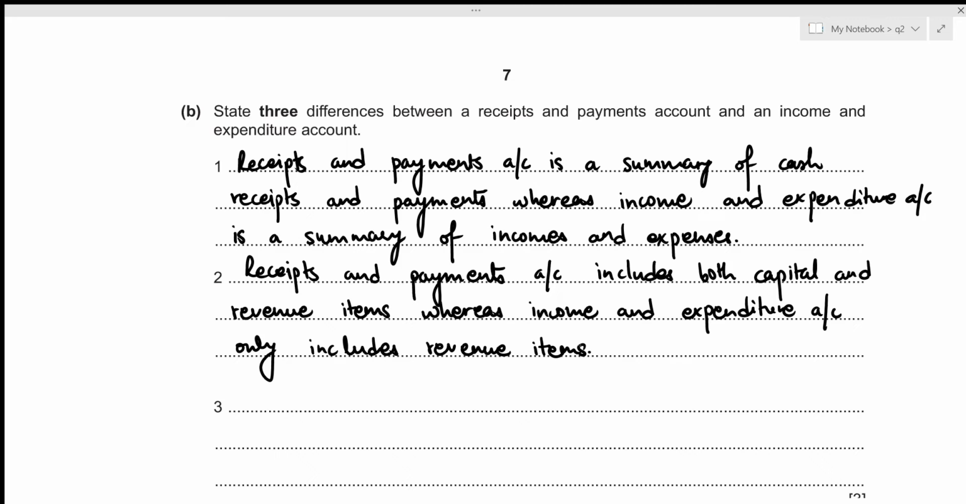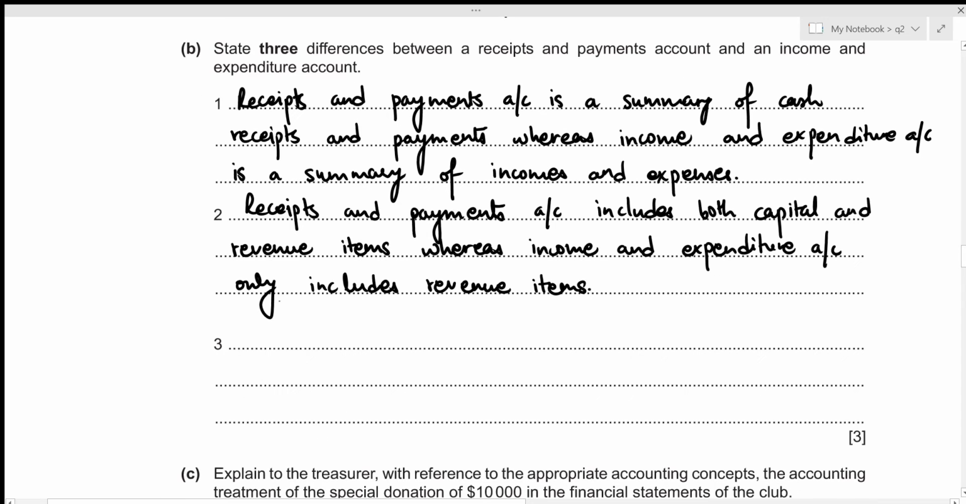And thirdly, receipts and payments account includes only cash items because, as we said above, it is the summary of cash receipts and payments, right? But if we're talking about income and expenditure account, it includes both cash and non-cash items. So an example of a non-cash item would be depreciation charge to non-current assets, because it is not really a cash out from our company, but we still charge it, right?